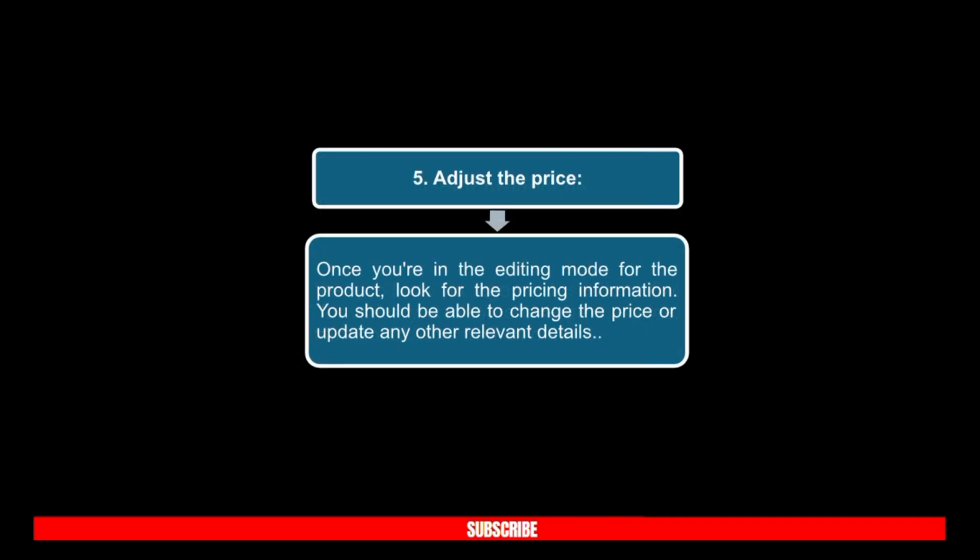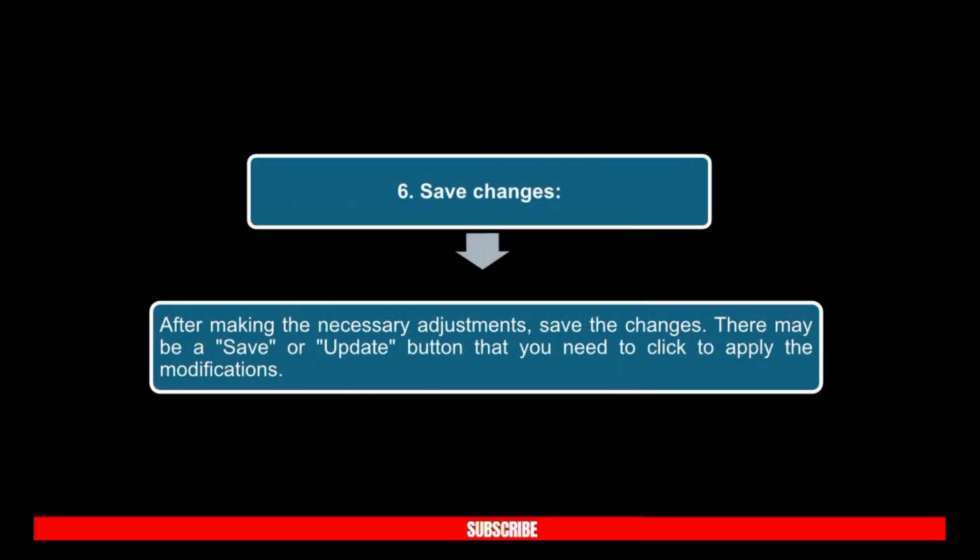Number 5, adjust the price. Once you are in the editing mode for the product, look for the pricing information. You should be able to change the price or update any other relevant details. Number 6, save changes after making the necessary adjustments. Save the changes. There may be a save or update button that you need to click to apply the modifications.